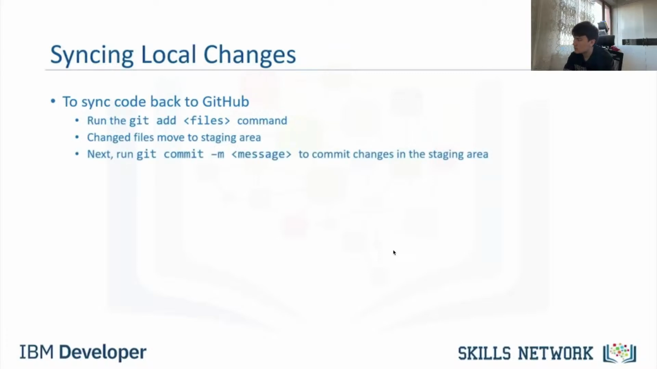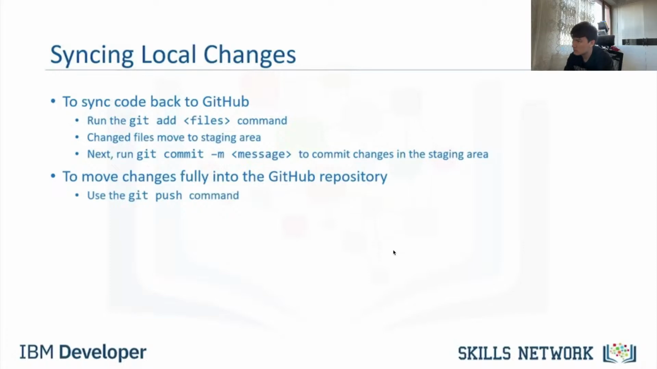Next, when you are ready, run git commit -m message, and this will commit changes in the staging area. When you are ready to move your changes fully into the GitHub repository, use the git push command. This will push all the committed changes into the repository.